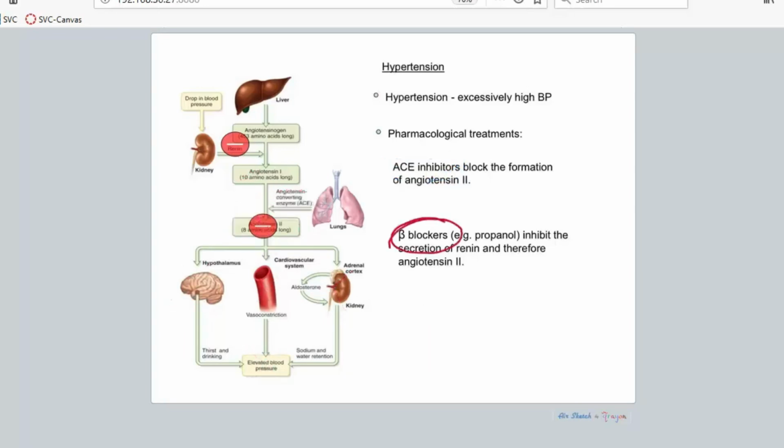Beta blockers. Beta blockers inhibit renin. And again, if you don't have renin, then you don't have angiotensin 1. And if you don't have angiotensin 1, you don't have angiotensin 2.